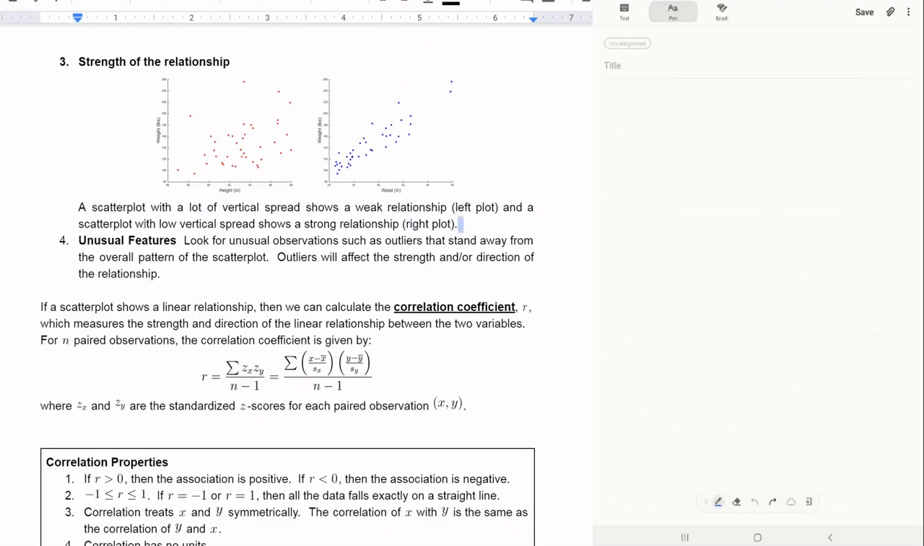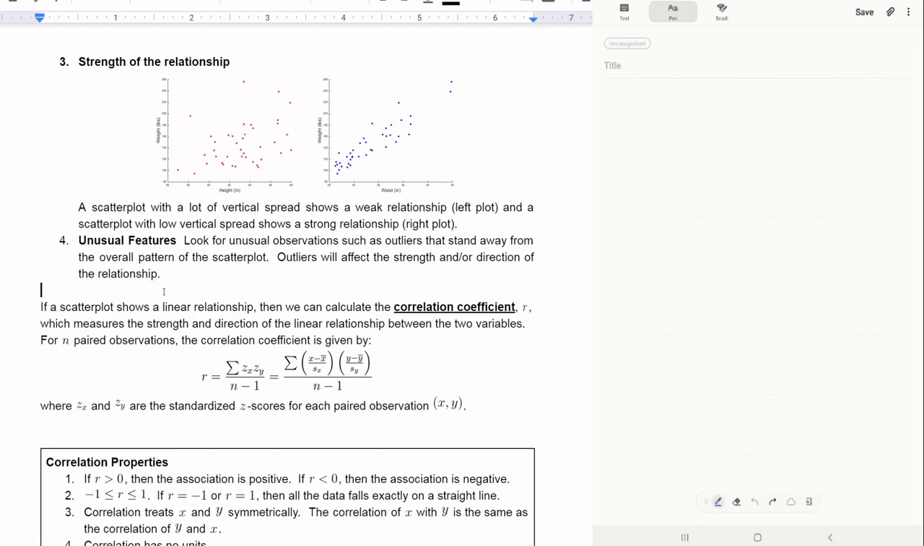And now the last thing that we can look for are any unusual features. So we can look for unusual observations such as outliers that stand away from the overall pattern of the scatter plot. And we'll look at an example of how outliers can affect the strength and or direction of the relationship.